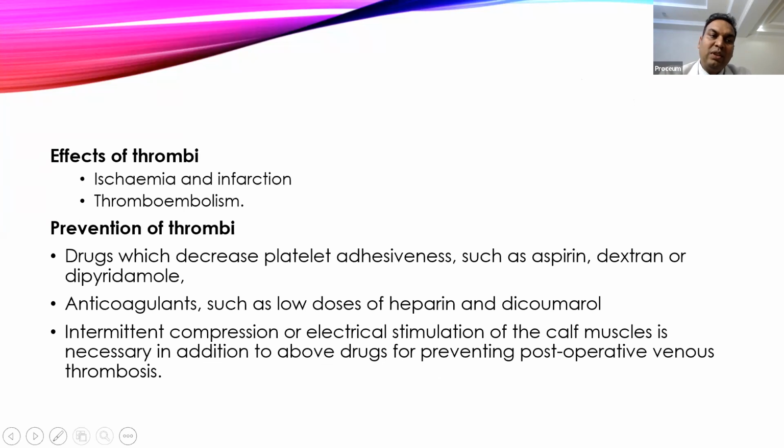So if thrombus forms, it will stop the blood supply to a particular site and can lead to ischemia or infarction of that site. And this is one of the common causes of infarction in the brain or infarction in the heart. So heart attack and stroke can occur because of clot formation at that site.